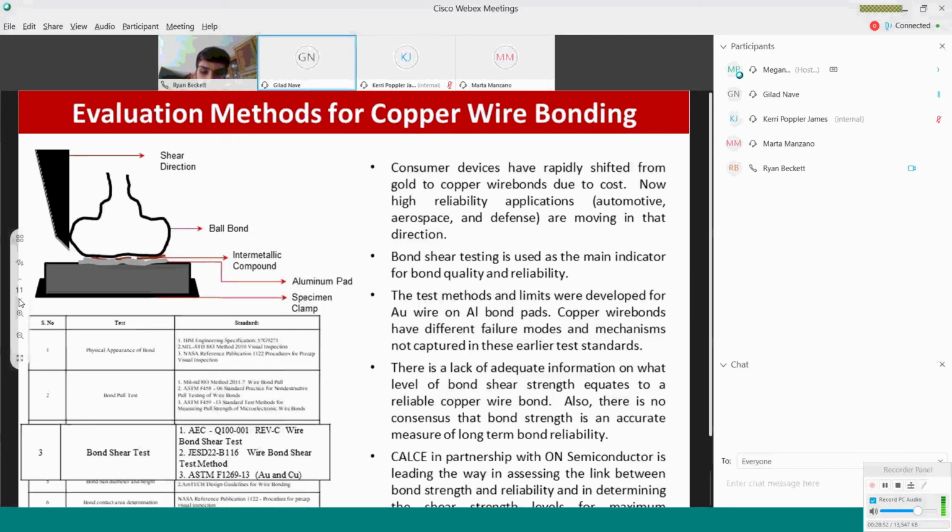Another thing that happens is you get intermetallic formation where the copper and aluminum react, and that is also affected by the type of bonding process that you do. So we're developing new standards to make sure that they're reliable.